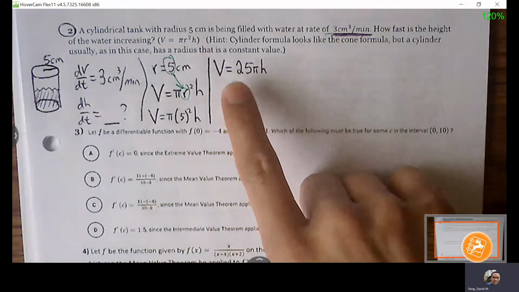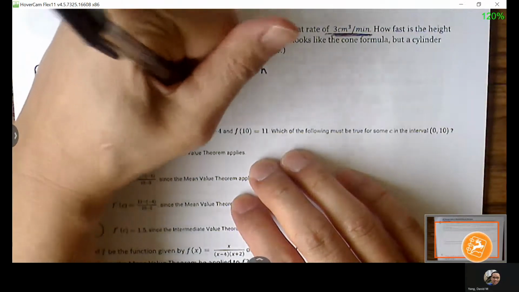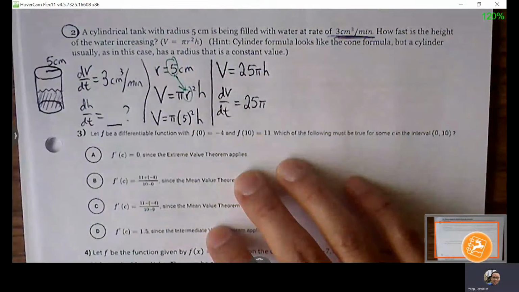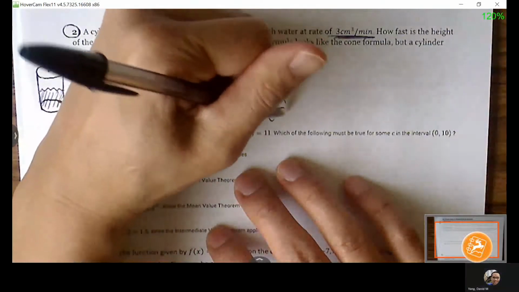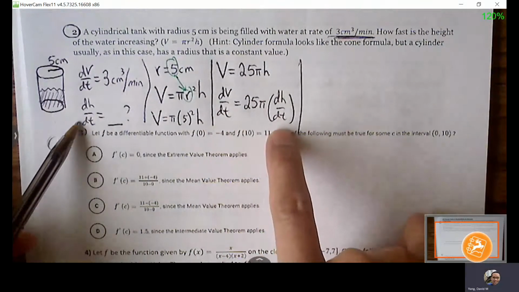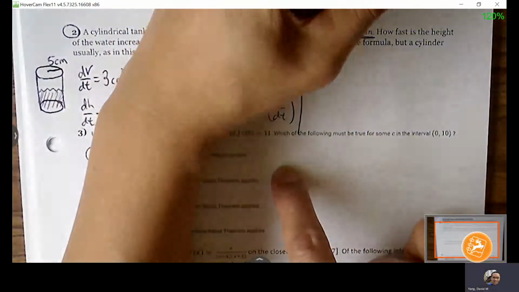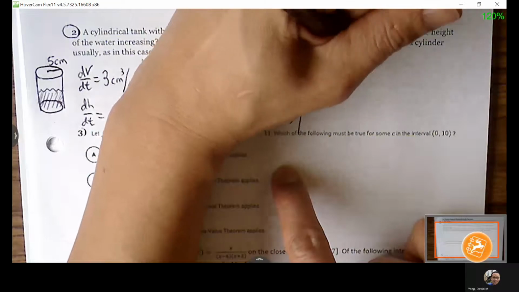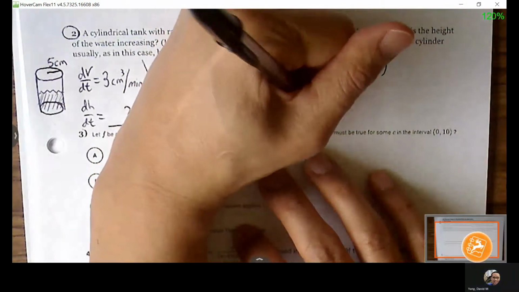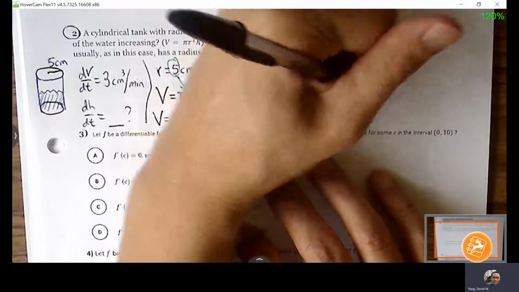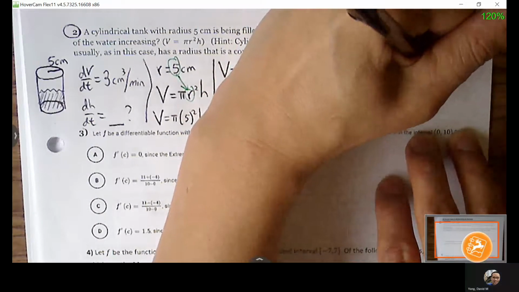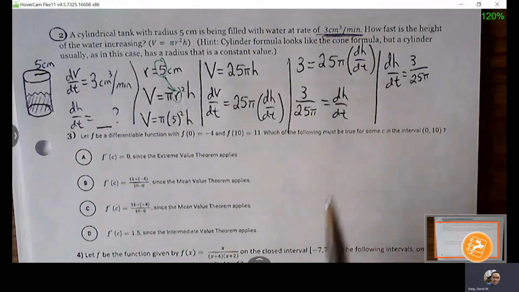So let's jump into our derivative step. V becomes 25 pi, which is going to stay. That's just the coefficient. H becomes dH/dt. And we're almost there, right? dV/dt we can replace with 3, and then we can solve for our missing variable dH/dt. Divide both sides by 25 pi. Again, that pi is going to stay in the denominator, so we have to leave it there. We can't move it up to the top. And what's our unit of measure here?